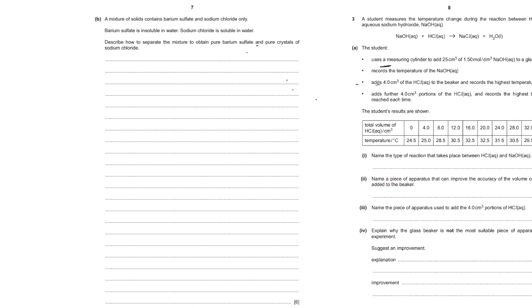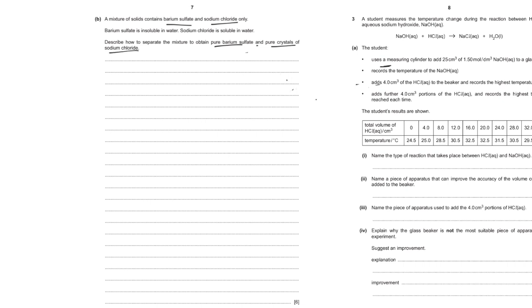So the B part says that a mixture of solids contain barium sulfate and sodium chloride only. So barium sulfate is insoluble and sodium chloride is soluble. It's just a fancy way of asking you how to separate sand and sodium chloride. So barium sulfate is insoluble in water, sodium chloride is soluble in water. They told you that they are kind. It's really kind of them that they told you. Describe how to separate the mixture to obtain pure barium sulfate and pure crystals of sodium chloride.